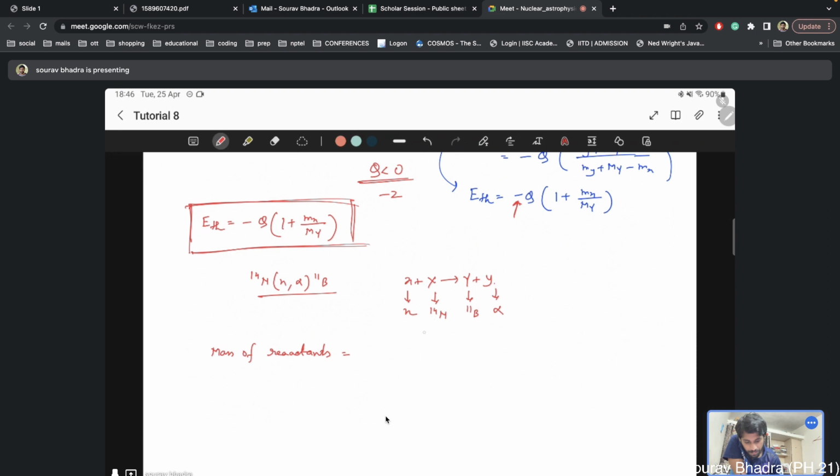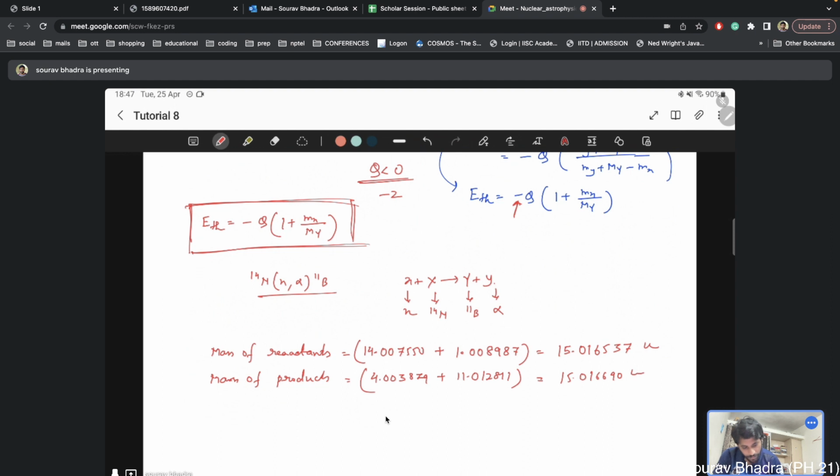For 14N it has been given as 14.007550. For the neutron it is given as 1.008987. This will be given in your problem. So the total is 15.016537 in AMU. And the mass of products: for alpha it is 4.003879, and for 11B it is 11.012811.